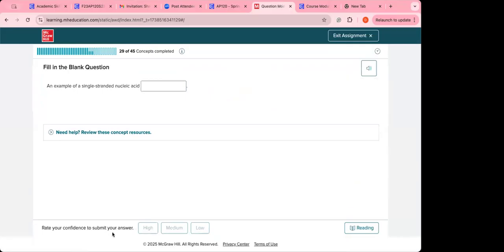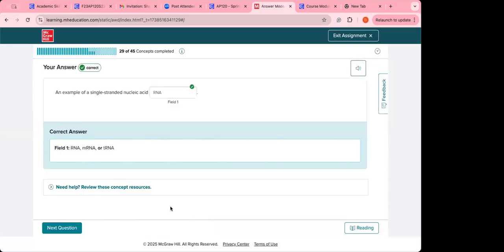An example of a single-stranded nucleic acid. So which one is single-stranded? Single-stranded is RNA. Double-stranded is DNA. D for double, right? RNA is single-stranded. We haven't talked much about RNA yet. I'm sure we'll get to it soon.